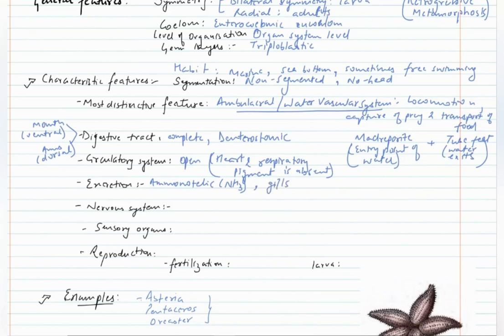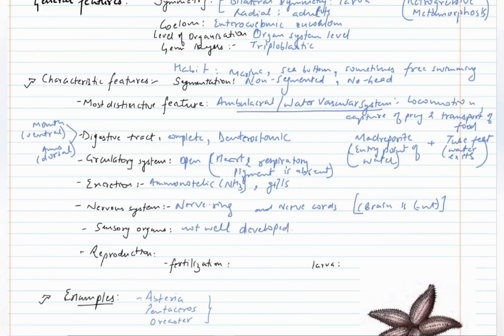Talking about the nervous system, the nervous system is made up of a nerve ring and nerve cords. Brain is absent. There is no brain. Sensory organs are also not well developed.